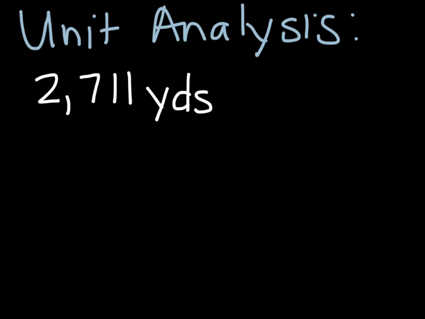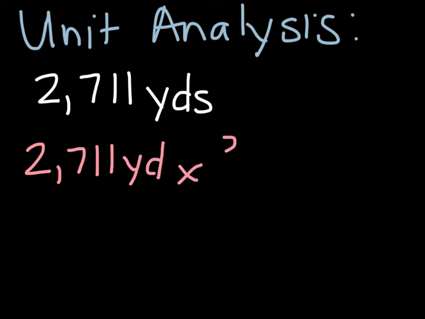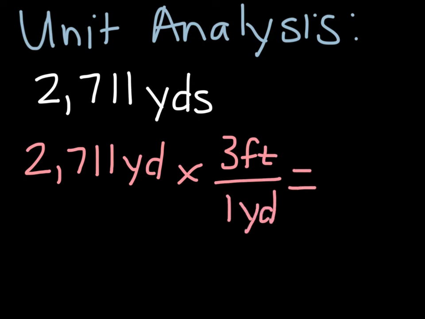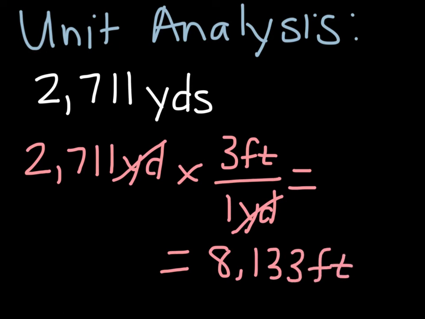Now we solve by setting up the problem like this. 2,711 yards times 3 feet over 1 yard. Now we can cancel out our yards and solve the problem. So we're going to multiply 2,711 times 3 to get an answer of 8,133 feet. So the roller coaster is 8,133 feet in length.